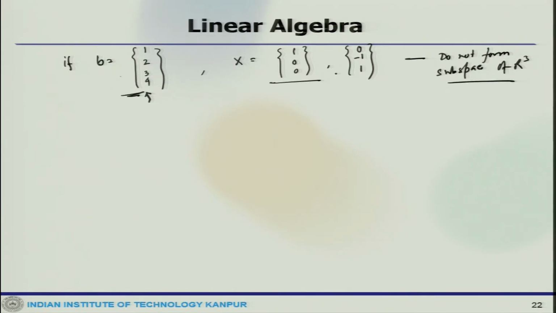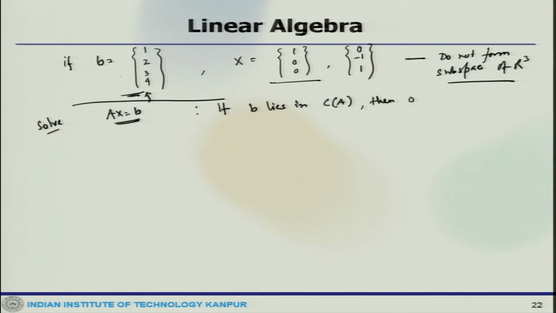Now, our goal is to solve Ax equals b. What is important here is that only if b lies in the column space of A are solutions available. So, to have a solution, b has to lie in the column space, and then only is a solution possible.